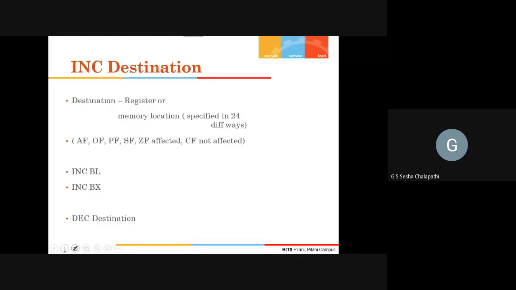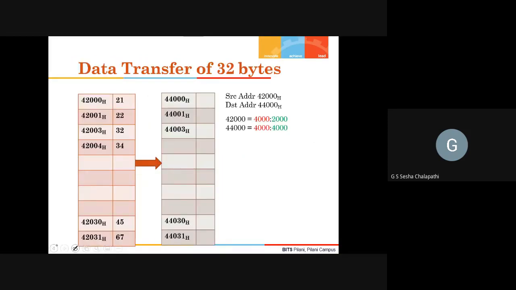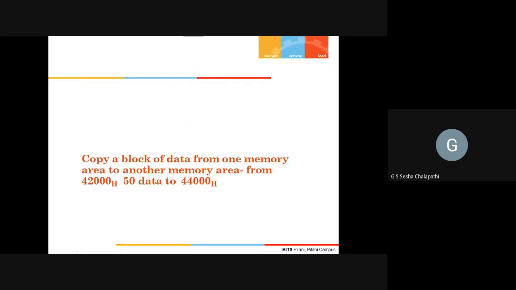Let us look at a simple program here. We are trying to transfer a block of data from one memory location to another memory location. We want to transfer from 42000H to 44000H. We want to transfer 50 bytes of data from this particular location to this particular location.